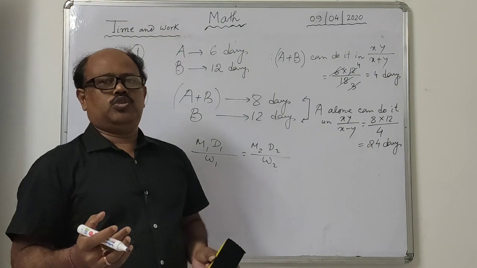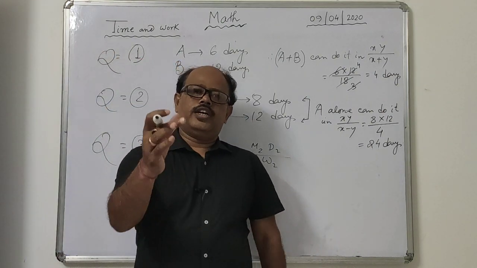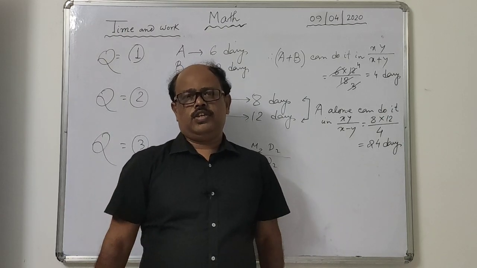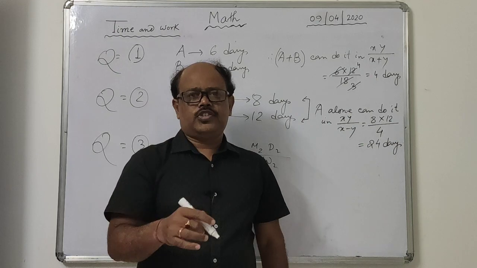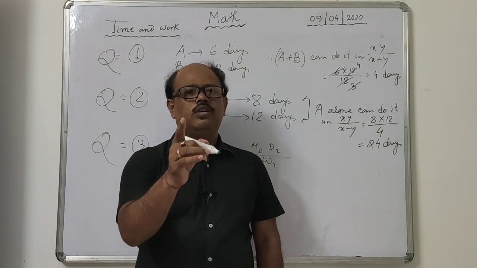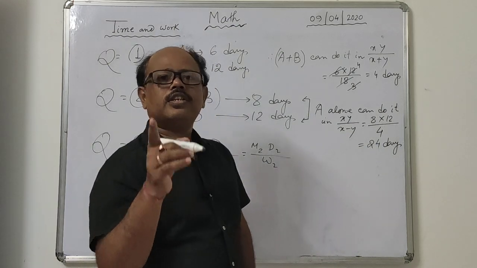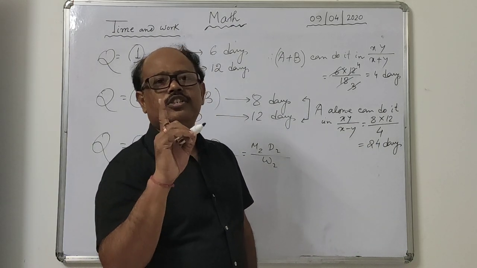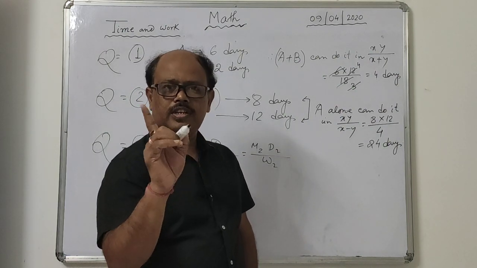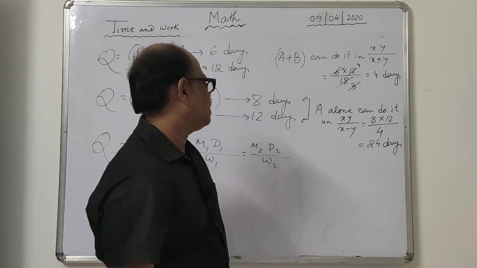Then question number 3, using the third formula, M1 D1 T1 by W1 equals M2 D2 T2 by W2. The question, listen carefully at first. There are 2 cats, they eat 2 rats in 2 days. Then 10 cats, they eat 10 rats in how many days? Listen carefully: 2 cats eat 2 rats in 2 days. Then 10 cats eat 10 rats in how many days?